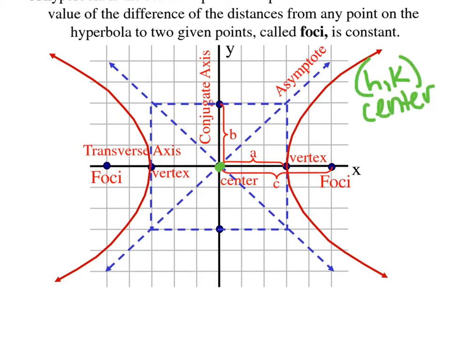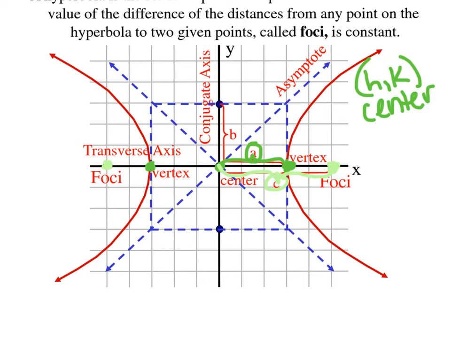All right, we always have vertices, so here and here. This is a horizontal hyperbola, so our vertices would be on the horizontal axis. And the distance is the same as with ellipses, the distance is A. We also have foci, but this time our foci are outside of the vertices, and the distance to each focus is C. But then we don't have covertices.